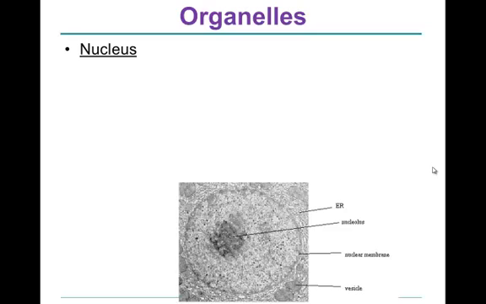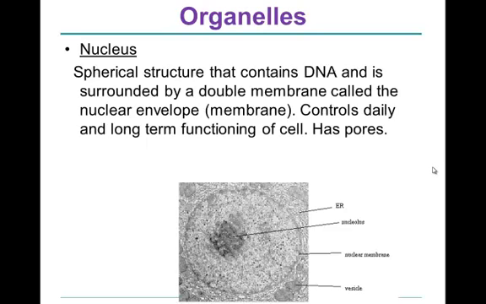The first organelle we're going to discuss is the nucleus. Recall that the nucleus is a spherical structure that contains DNA. It's surrounded by a double membrane called the nuclear envelope or the nuclear membrane. Because the nucleus contains DNA, DNA controls both the short-term and long-term functions of the cell. The long-term functions would be mostly heredity. The short-term are mostly biochemical, metabolic functions, making proteins at the proper time and in the proper amounts.